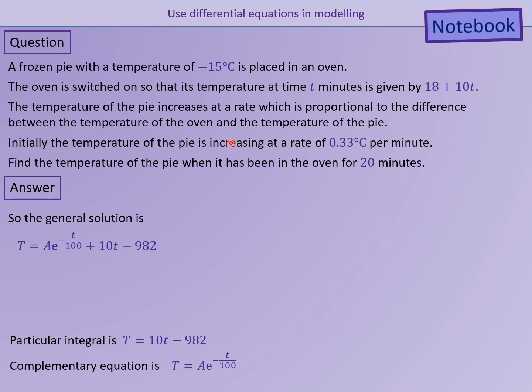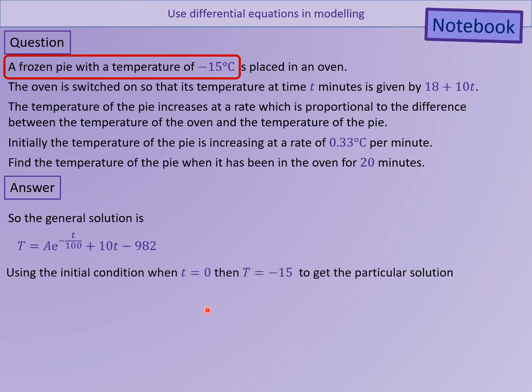Have we finished the question? Not quite. Find the temperature of the pie when it's been in the oven for 20 minutes. So this last section involves us trying to work out what the temperature of the pie is going to be in 20 minutes. Now the problem with that, of course, is that I don't have the A value. I still have an unknown constant in there. So I'm going to have to work that out. Now I can go back and reuse previous information. There's nothing wrong with going back and using when t equals 0, the temperature of the pie equals minus 15. So I can reuse this bit of information.